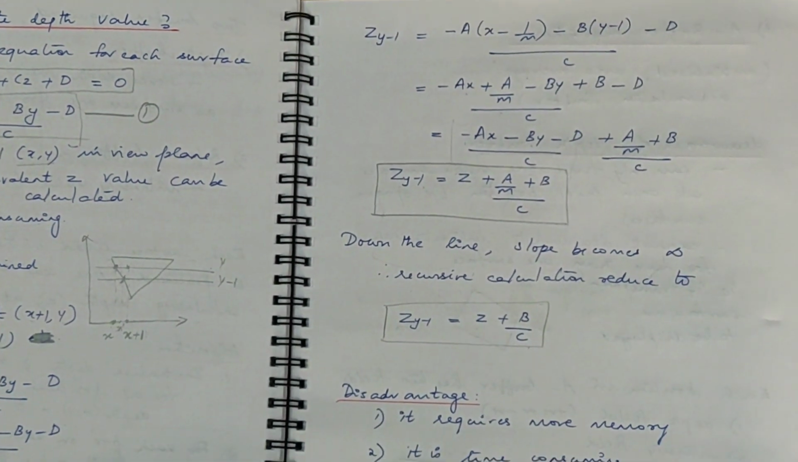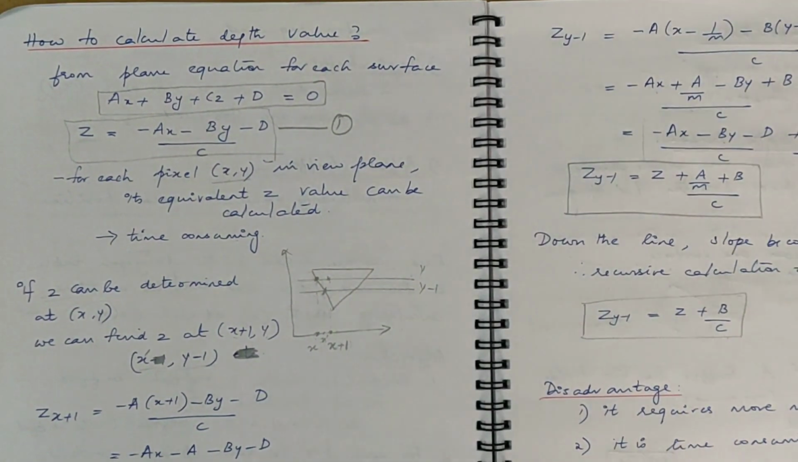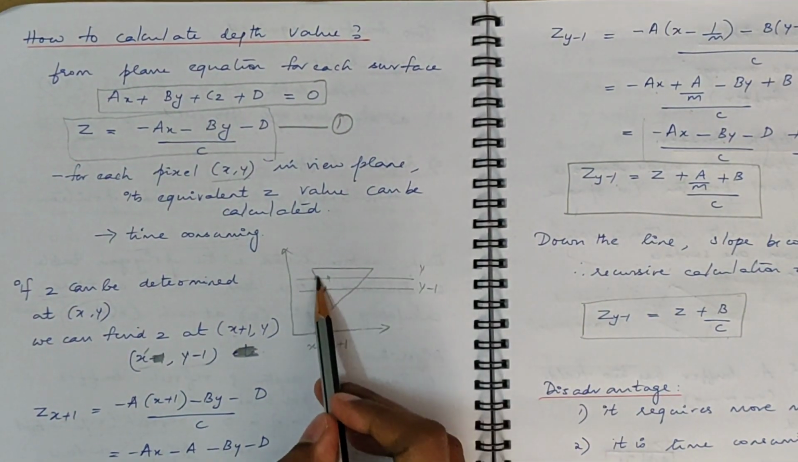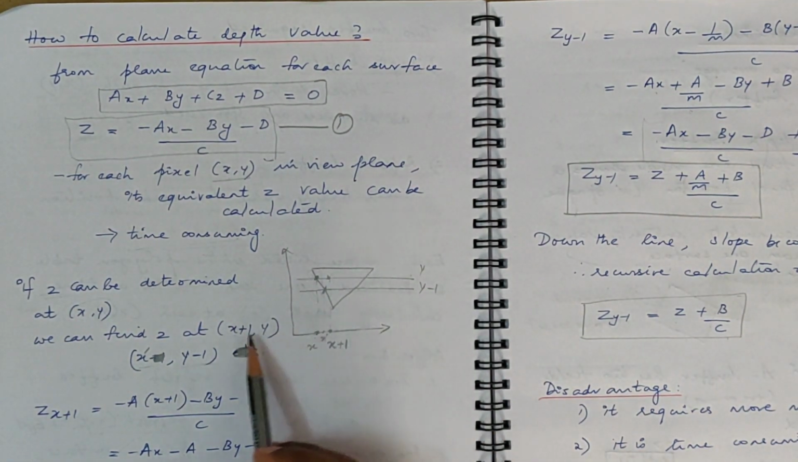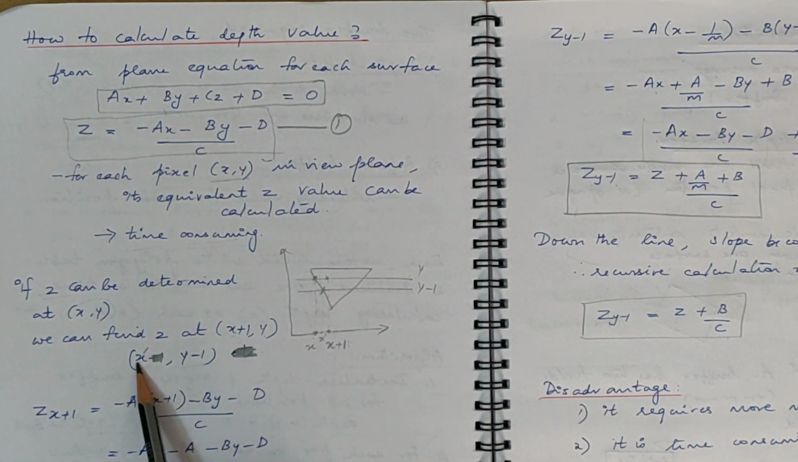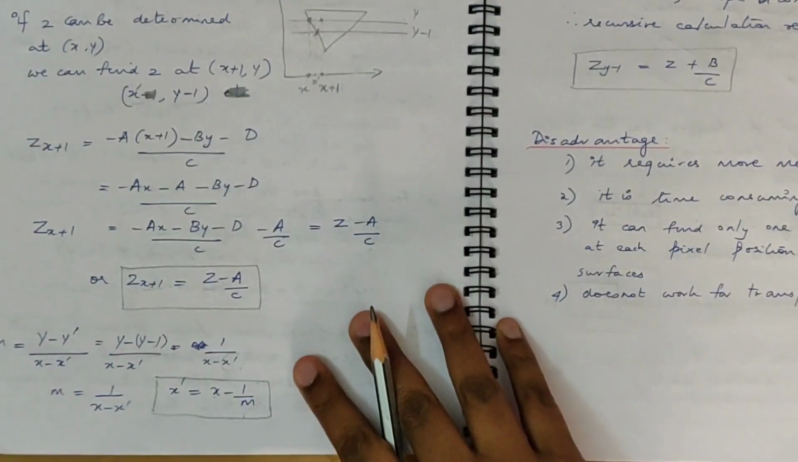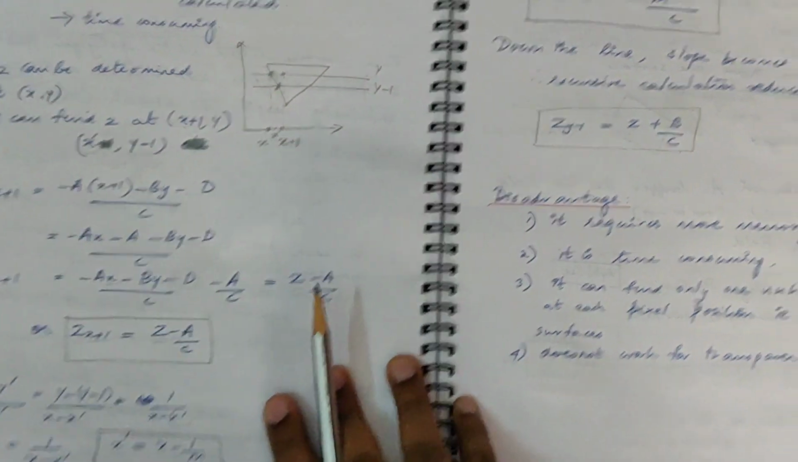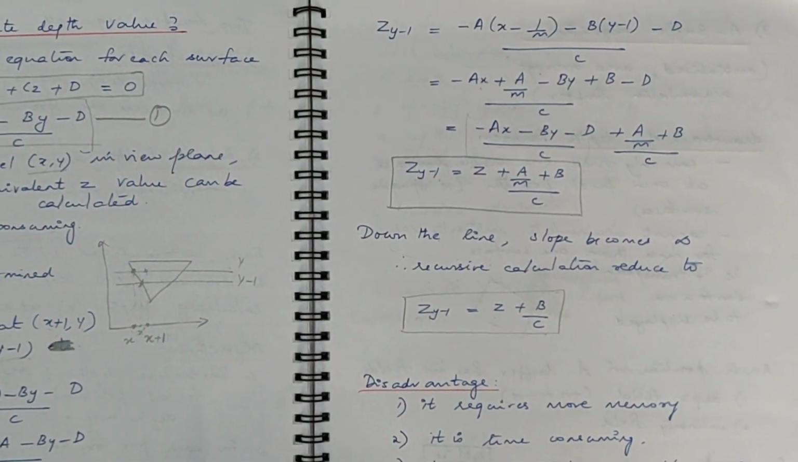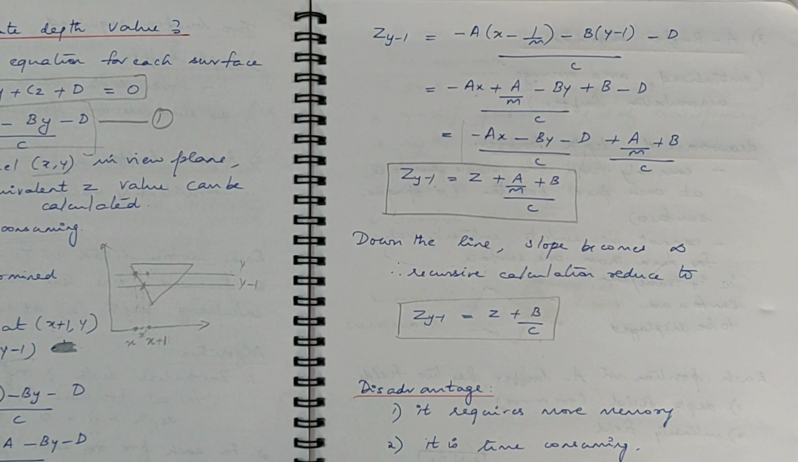So why did we find out these two values? We need to calculate the depth value. Rather than calculating the depth value at each pixel position, you can recursively calculate the value at x plus 1, y and another value at x, y minus 1 using these two formulas. So for z at x plus 1, you have this formula, z minus a by c, and for z at y minus 1, you have the formula z plus b by c. So this is the depth buffer algorithm.